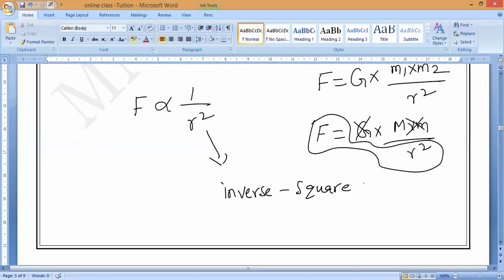Let us discuss. We should call this the inverse square rule, because the force of attraction is inversely proportional to the square of the distance between the objects. Is it yes or no, guys? Please respond. Yes, sir.